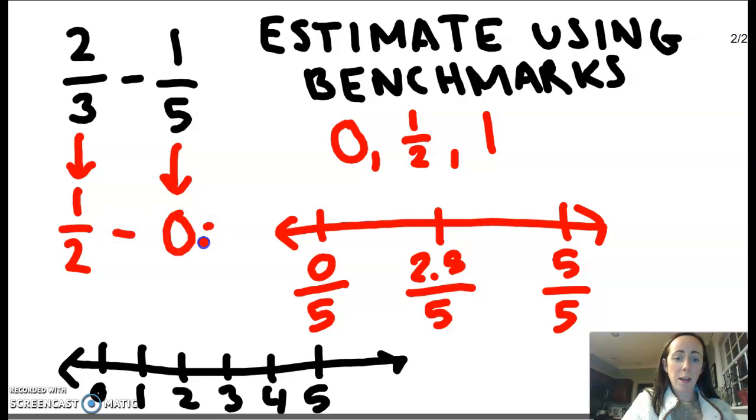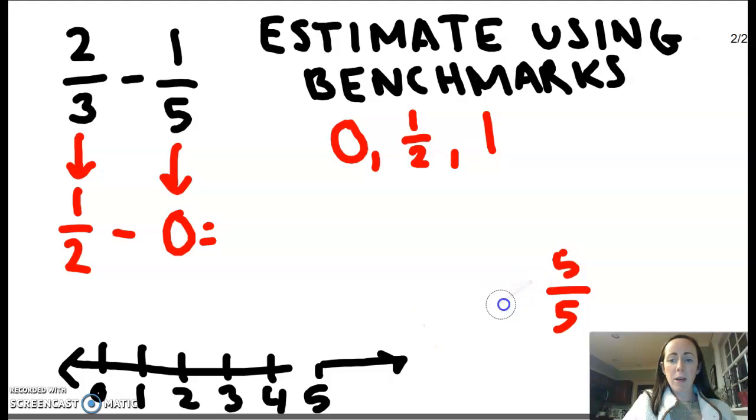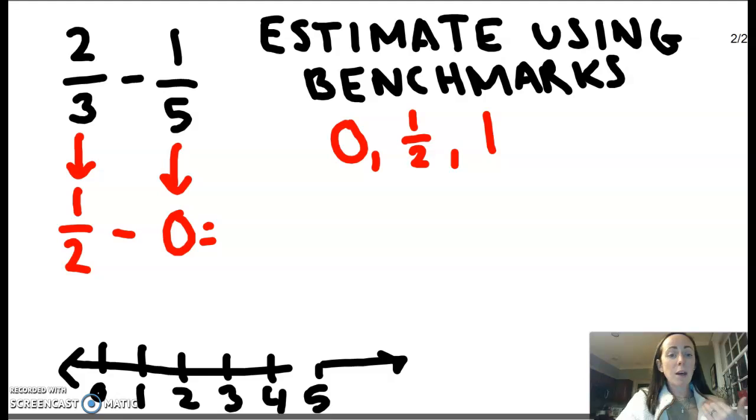Now I can go ahead and I'm going to erase this to give us more room. Now I can go ahead and subtract those benchmarks. And I should be able to do this mentally. That's the whole point. So now I have 1/2. I'm going to take away 0. My estimated answer is 1/2.